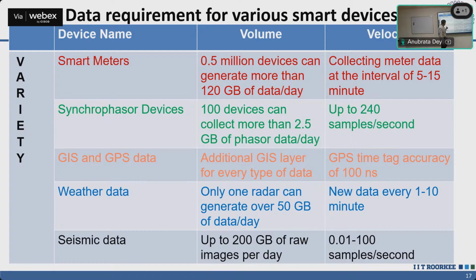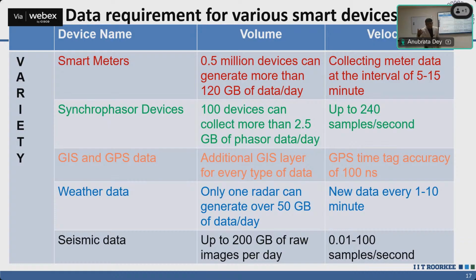Usually it is. Weather data, again, if you have a radar system, can generate over 50 GB of data per day, collected at an interval of 1 to 10 minutes. And seismic data, of course, generates 200 GB of raw images per day, assuming they are collected at 1 to 100 samples per second. So this is just an overview.